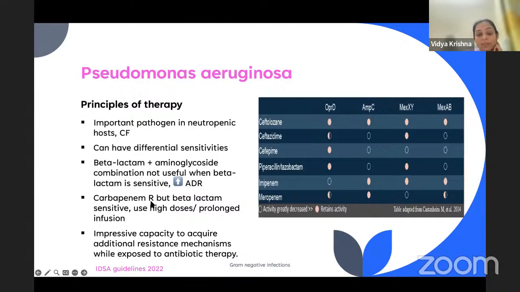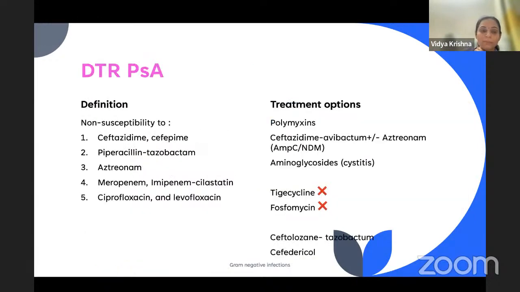So if your carbapenem is resistant, but your beta-lactam is sensitive, again, just use high doses or prolonged infusion. But still, if you have clinical failure, then you will have to think of other things. It can develop resistance on therapy, so please watch out. When you have a Pseudomonas aeruginosa, you'll always have to keep an eye out for clinical failure or microbiological failure.